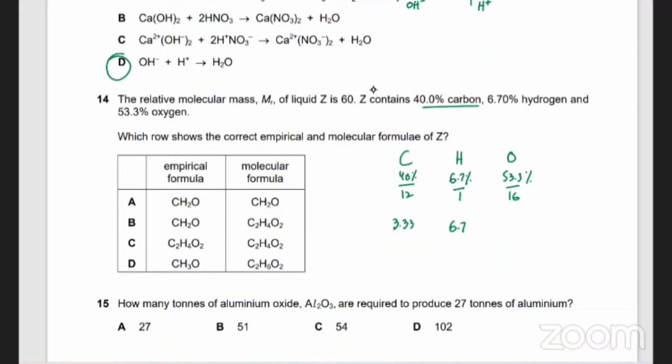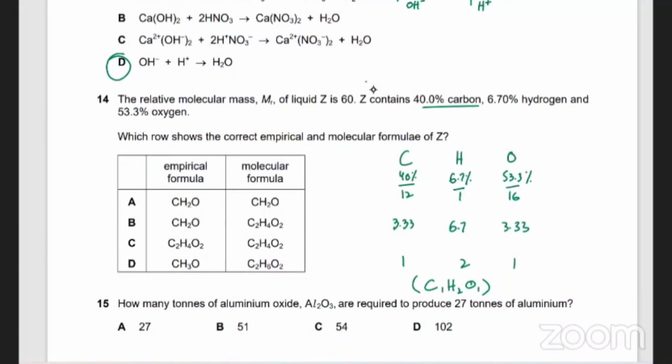And what's 53.3 divided by, कितना करना है, 53.3 को divide करो 16 से. That also comes out to be 3.33. And then you figure out the whole number ratio. So you divide by the smallest, which I mean नजर आ रहा है कि it's going to be 1:2:1, right? So the formula is going to be C1, H would be 2, O at the end, that's 1. So it's either A or B.